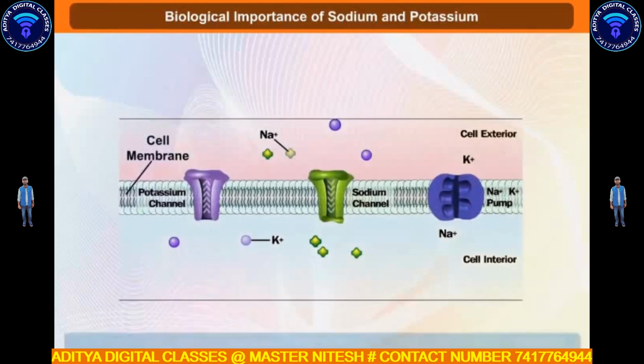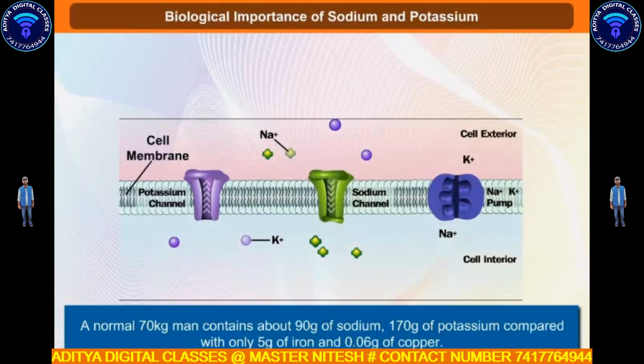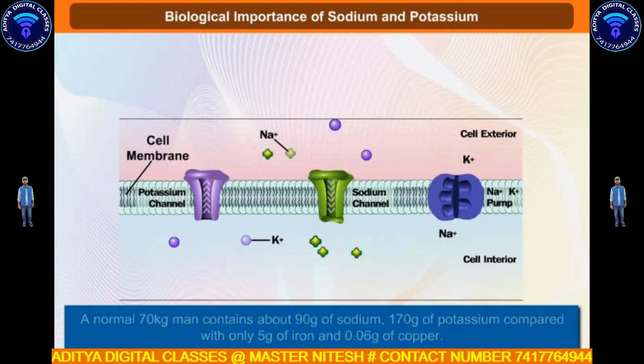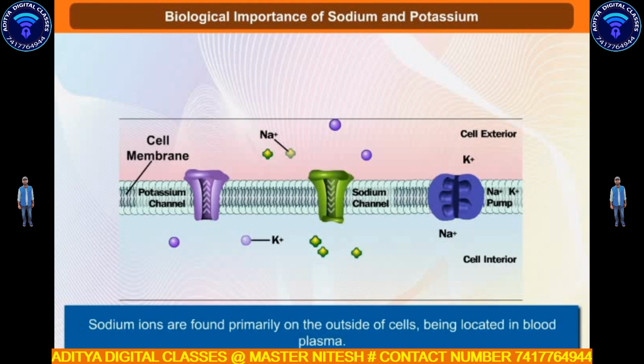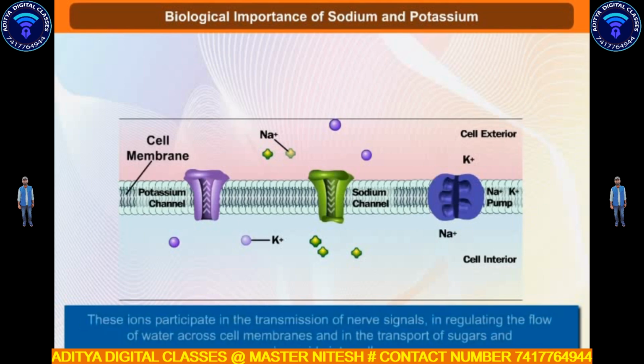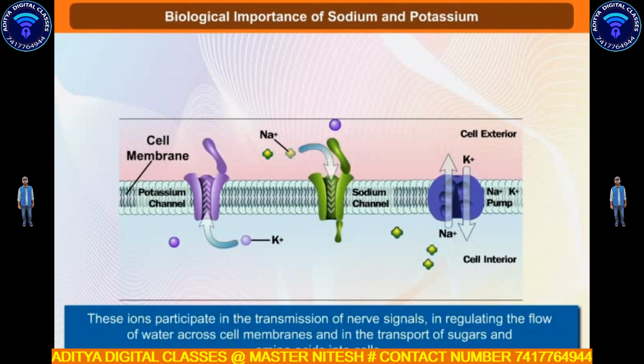It is amazing to know that a normal 70 kilograms man contains about 90 grams of sodium, 170 grams of potassium, compared with only 5 grams of iron and 0.06 grams of copper. Sodium ions are found primarily on the outside of cells, being located in blood plasma. These ions participate in the transmission of nerve signals, in regulating the flow of water across cell membranes, and in the transportation of sugars and amino acids into cells.